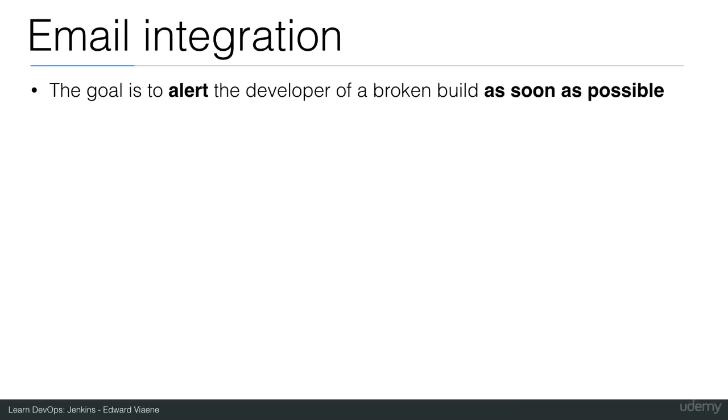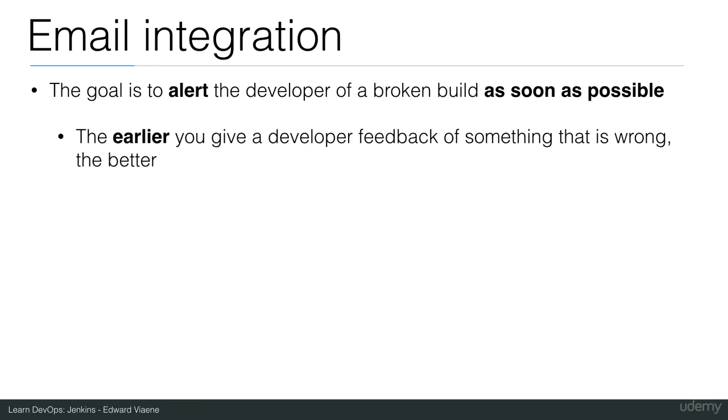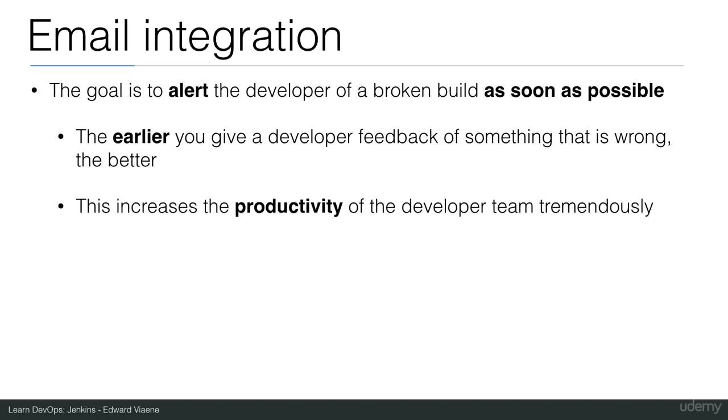Let's talk about email integration. With email integration, the goal is to alert the developer of a broken build as soon as possible. The earlier you give a developer feedback of something that is wrong, the better. This increases the productivity of the developer team tremendously.